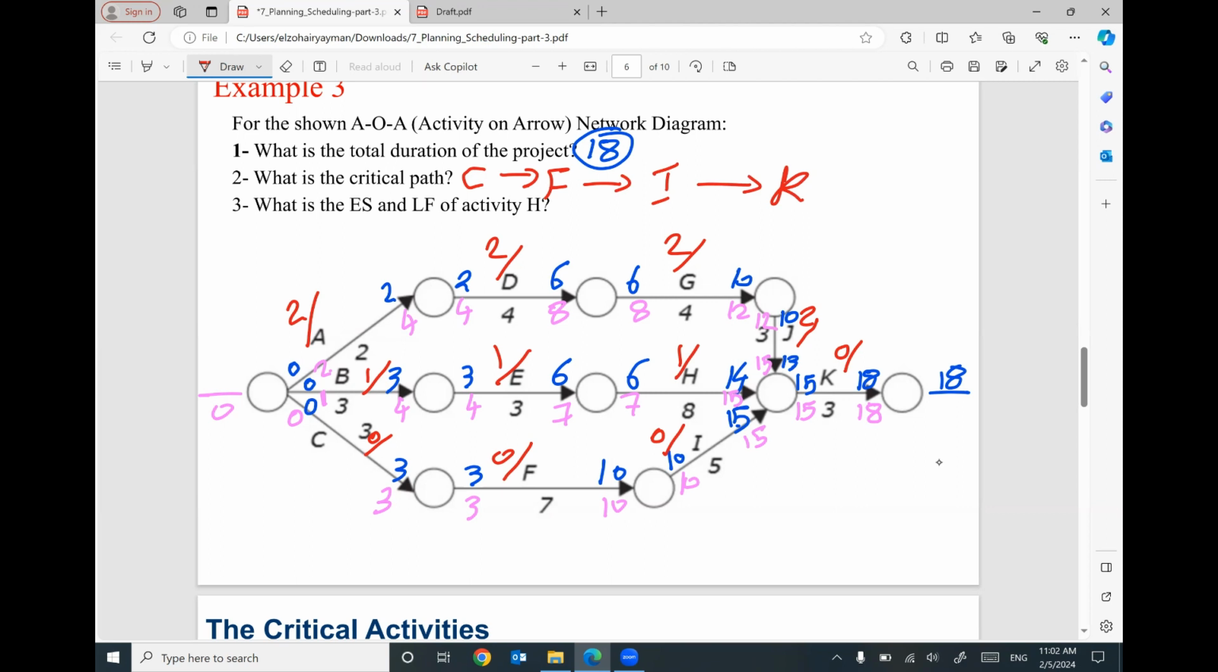Only one critical path. I'm going to figure out the early start and late finish for activity H. Here is activity H. The early start is 6. The late finish is 15 for activity H. This is 6 early start. This is 15 late finish.